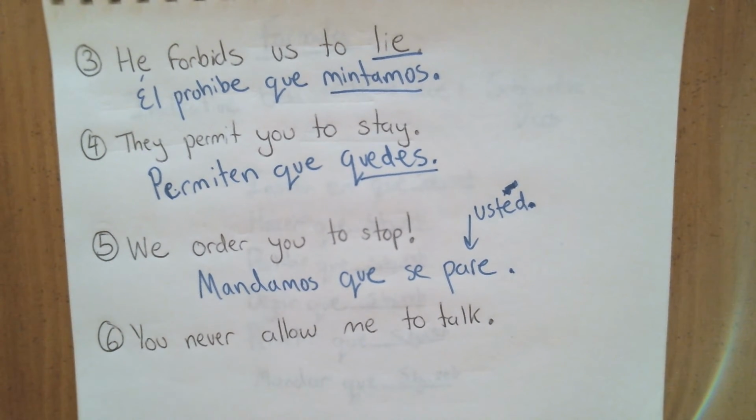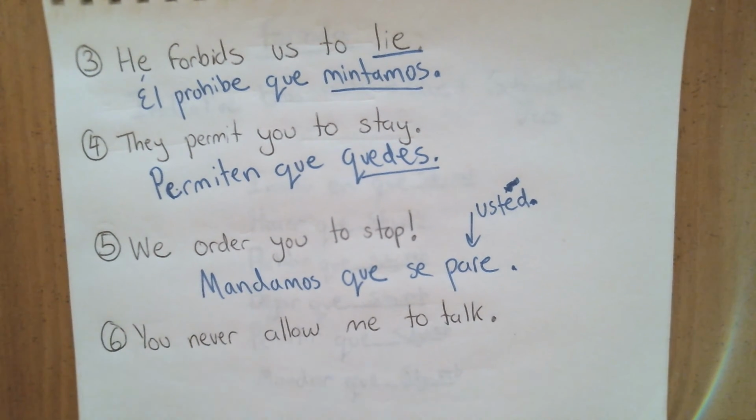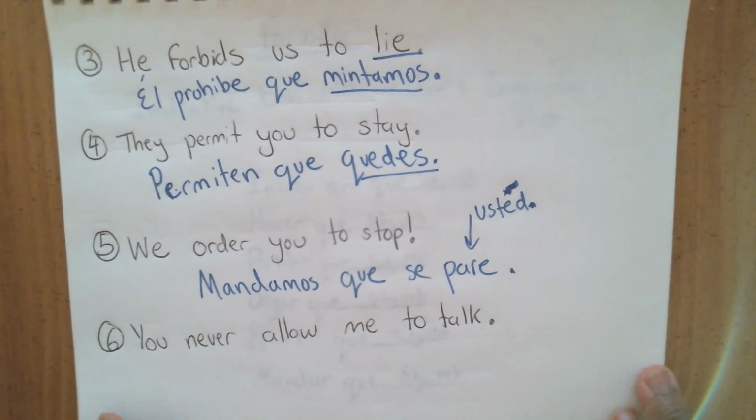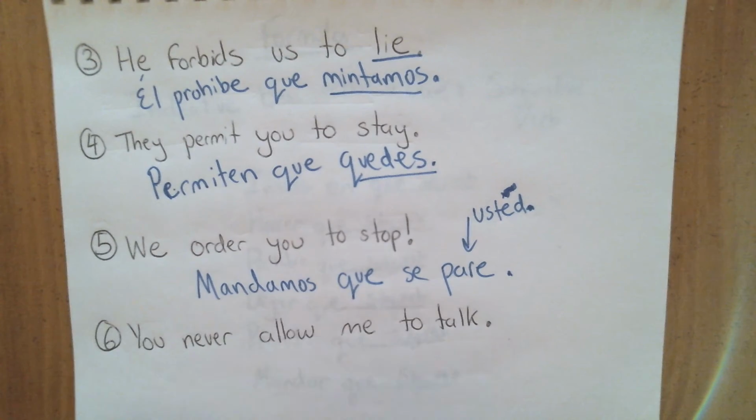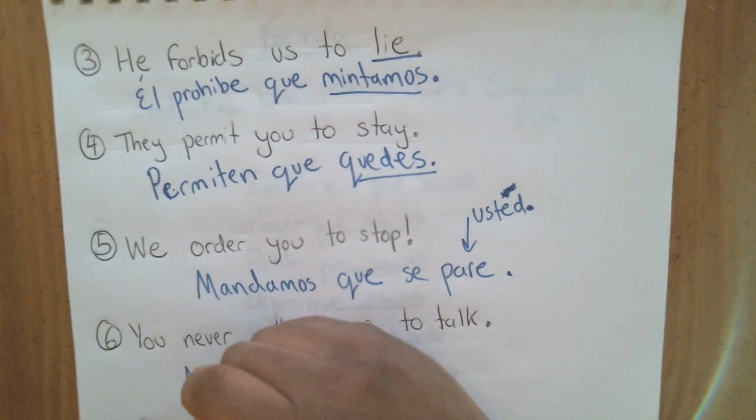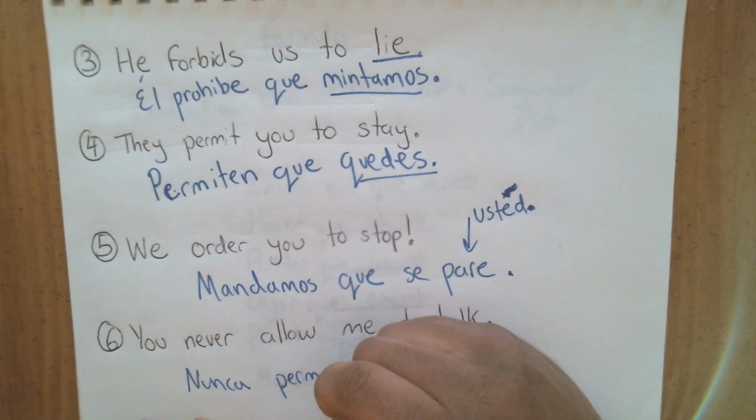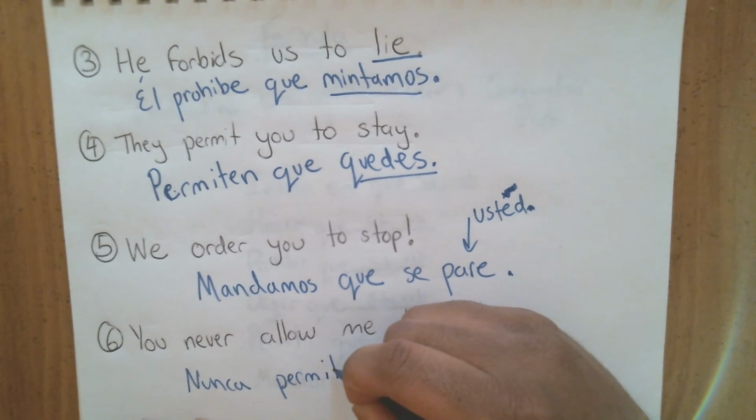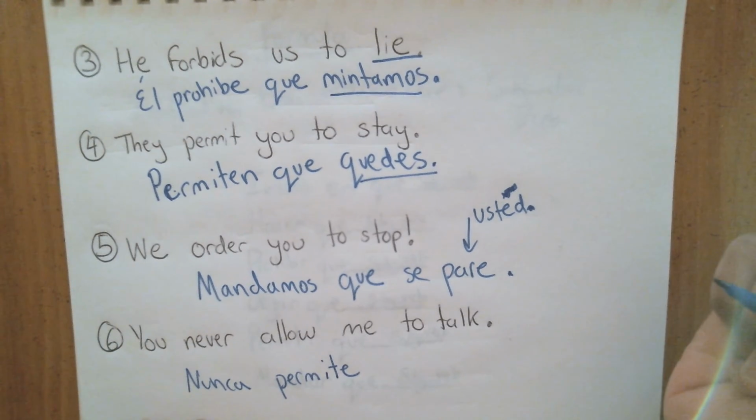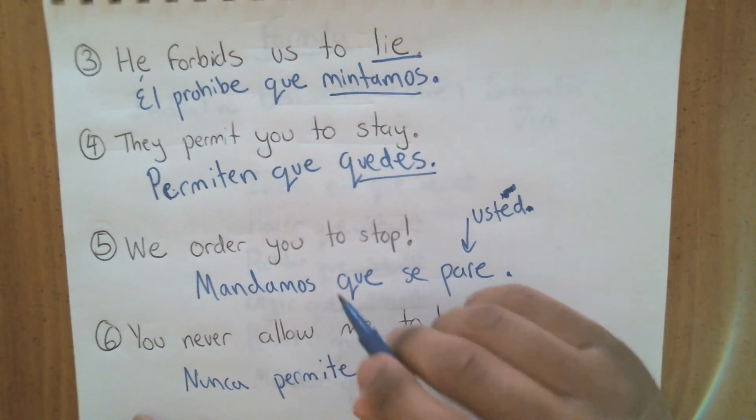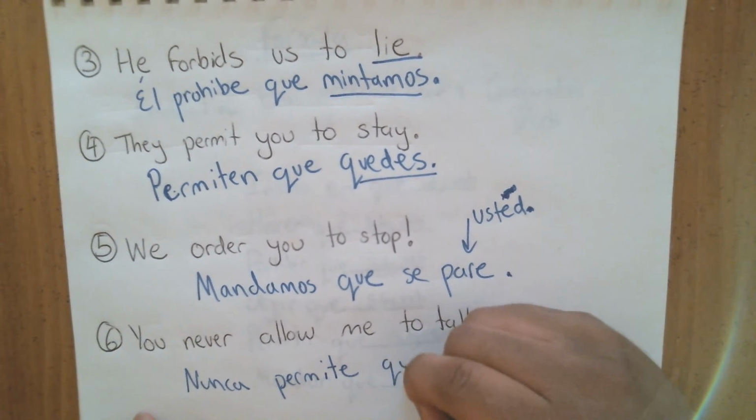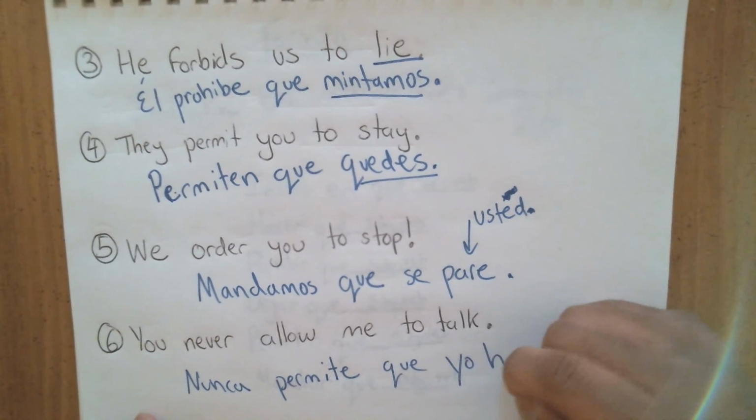Y'all never allow me to talk. Who is in charge in the sentence? You are. See, you never allow me to talk. Okay, because you are in charge, your verb is just going to be indicative. Nunca permite, you never permit or you never allow. Nunca permite que yo hable.